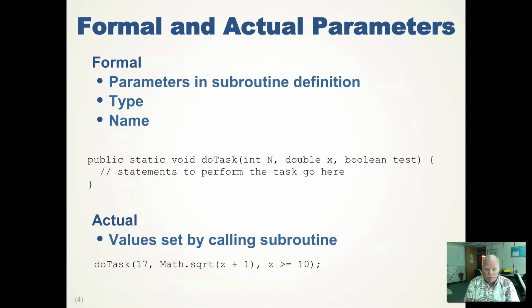So the formal parameters are n, x, and test. The actual values are set when the subroutine is called. And notice their types are correct. They have to be typed. n is an int, so 17 is an int. Math square root returns a double, so that matches x. And z greater than or equal to 10 is a boolean value, so that matches test. Otherwise, we can't call doTask if we don't match the types and the order of the parameters. So we couldn't say Math square root, comma, 17, comma, z is greater than or equal to 10. It must be the same order, the right type.